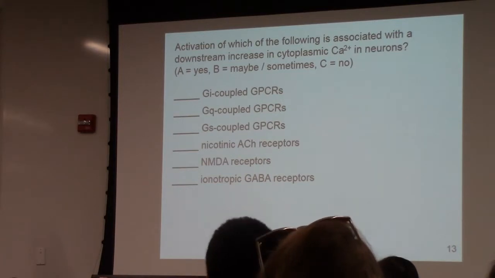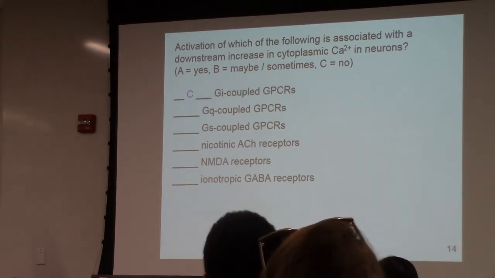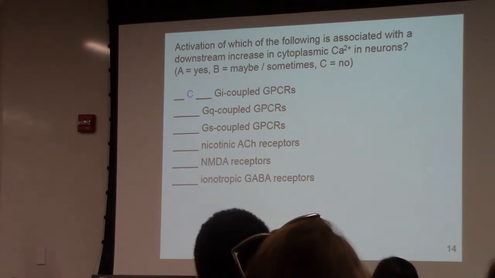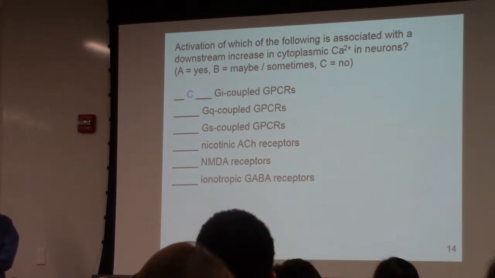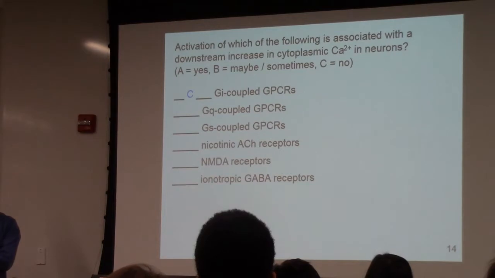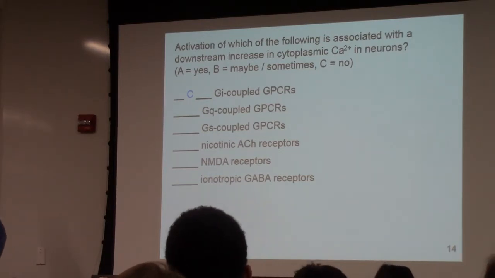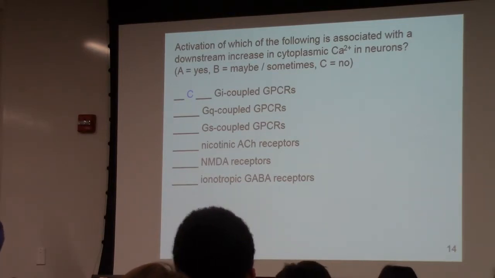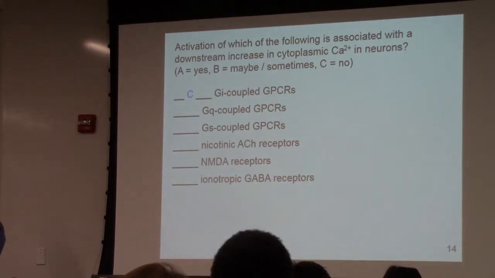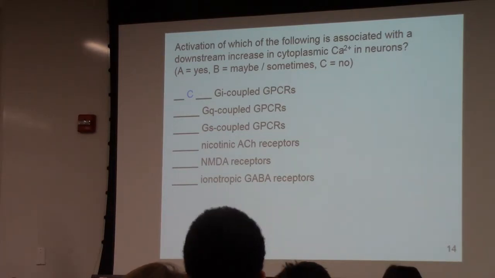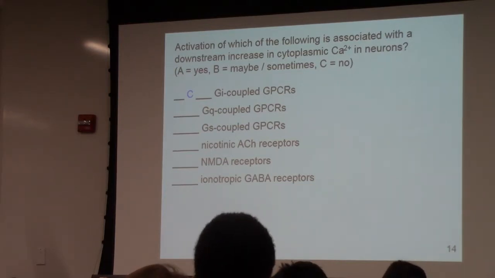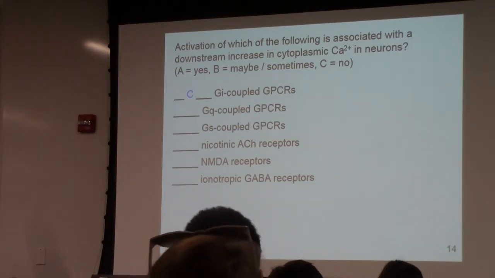I can't remember what I put here. I think, no. Gi coupled receptors are coupled to decreases in adenylyl cyclase and increases in potassium permeability. Both of those are inhibitory, but that doesn't lead to, we have to stretch in order to get to a change in cytoplasmic calcium. I can see an argument could be made for B, I will admit.